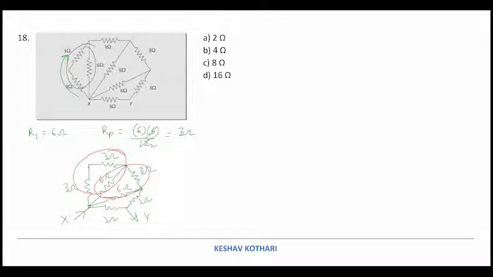Then 3 and 3 make 6, and 6 and 3 are in parallel this time. So this time R effective is going to be between 6 and 3. R1 R2 upon R1 plus R2 is equal to 2 ohm. So for this particular problem, 2 ohm is the effective value of resistance offered by this network between X and Y. Let us move to the next problem.